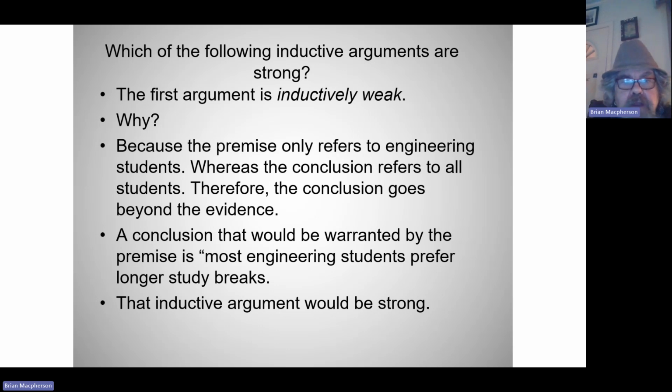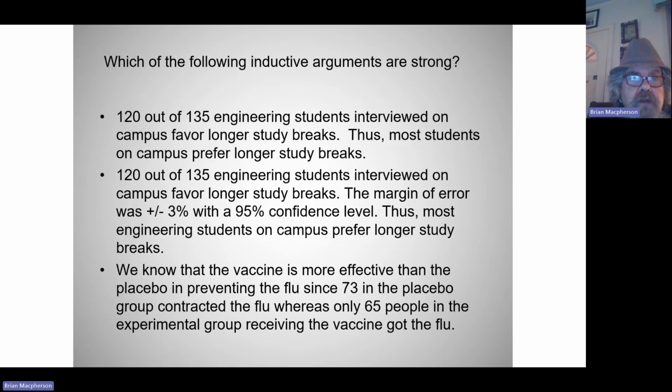It is a weak argument, okay? So now if we made the conclusion weaker, we said, well, most engineering students prefer longer study breaks, then that wouldn't be such a bad argument. That would be an inductively strong argument. But if I go beyond the evidence and I say that all students are in favor of longer study breaks, I think you would agree that that argument is weak, okay? So that's the first argument. So our verdict on argument number 1 is that it is inductively weak. Let's go to argument number 2, just below it.